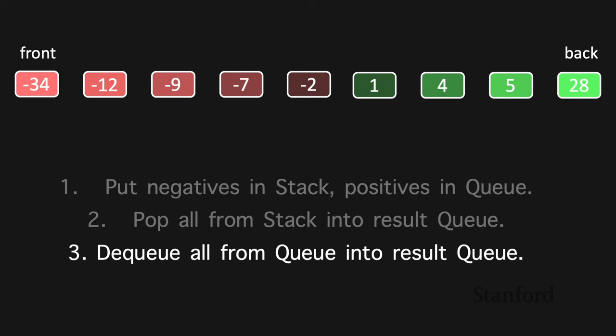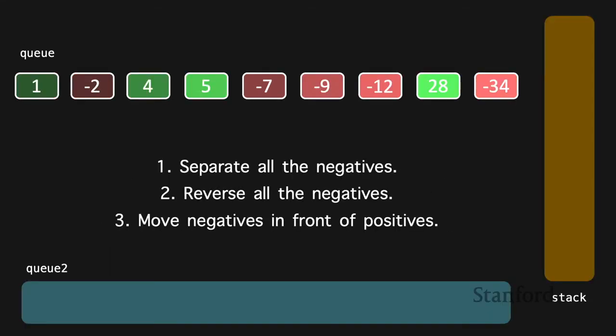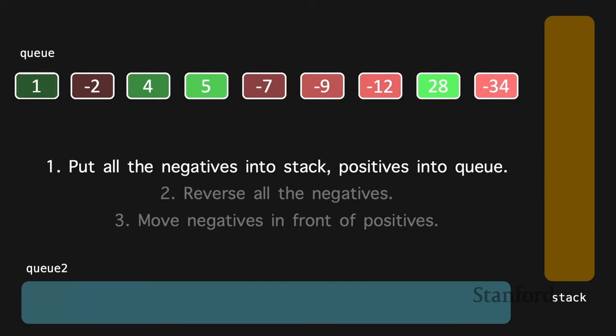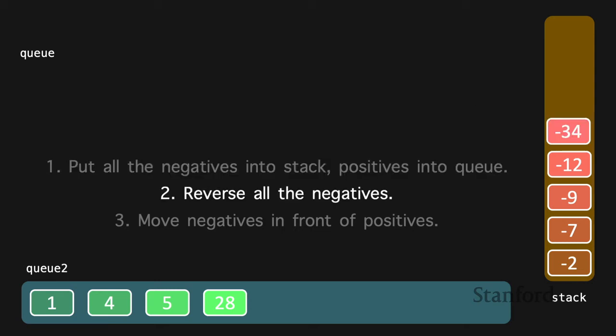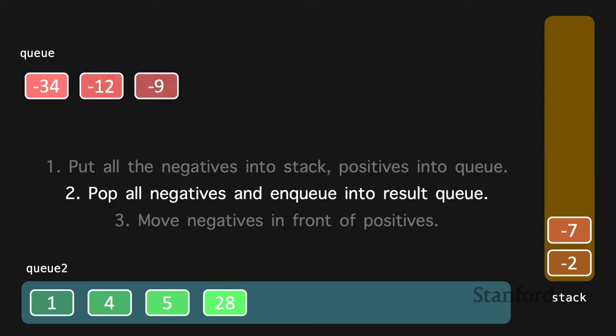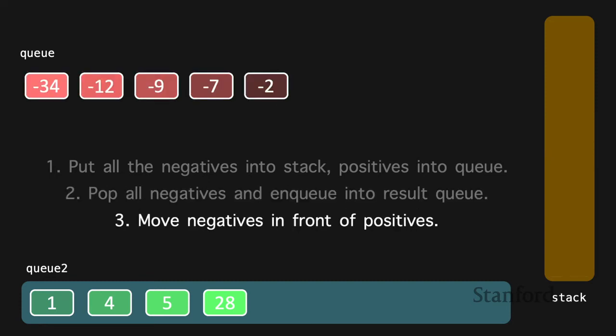Let's see this in action, just to make sure that this all works. To separate all the negatives, we put the negatives into the stack and the positives into the queue. You can quickly trace this out, and you get something like this. All the positives are in the queue. The negatives are in the stack. Now we want to reverse all the negatives, so we do exactly what we said: we just pop from the stack and put them back into our queue. Pop, pop, pop, pop, pop. And then here, how can we move the negatives in front of the positives, or the positives back to the back of the negatives?